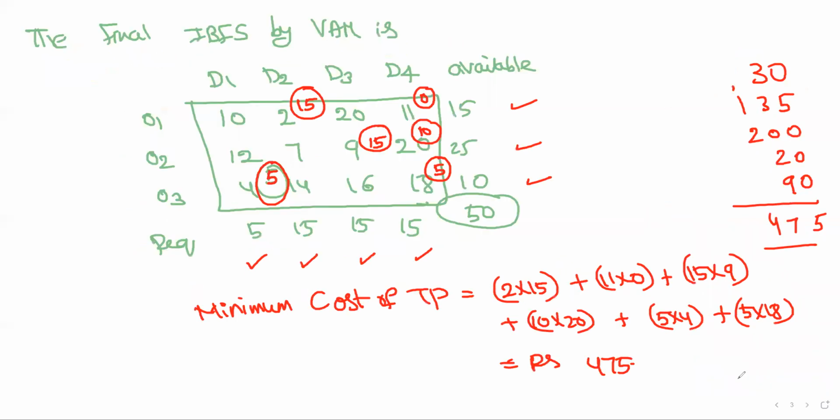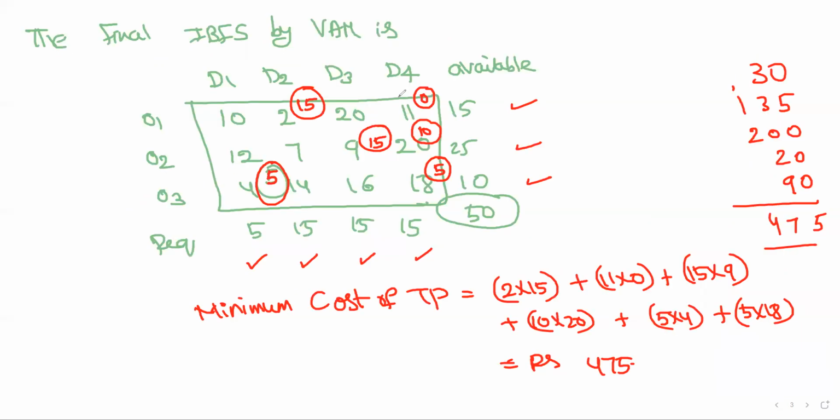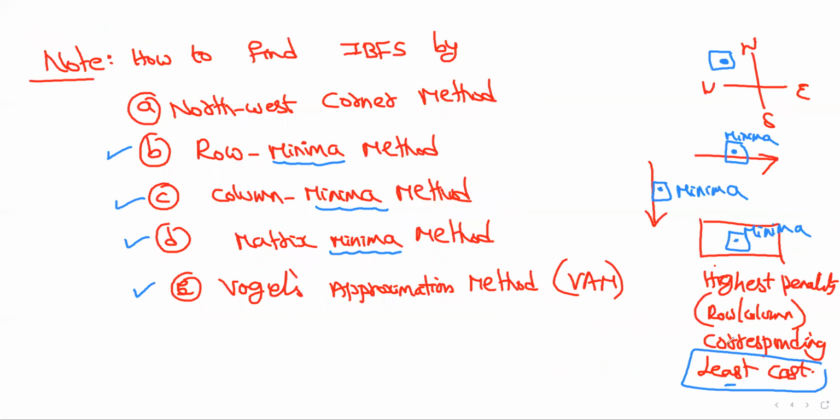One more thing I want to say here. If you observe, how many allocations are there? Number of allocations: 1, 2, 3, 4, 5, 6. I have 6 allocations. Note this point. We have 3 rows and 4 columns. 3 plus 4 is 7, minus 1 is 6. So 6 allocations are there. The number of allocations should always be m plus n minus 1.